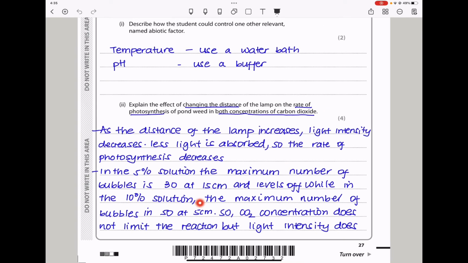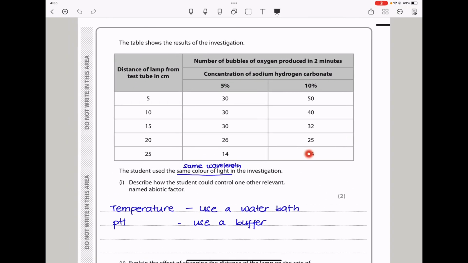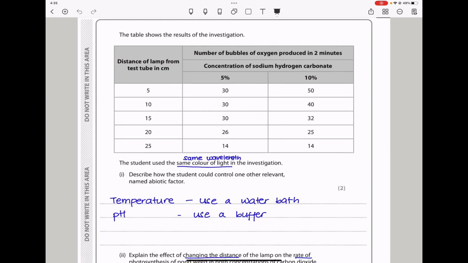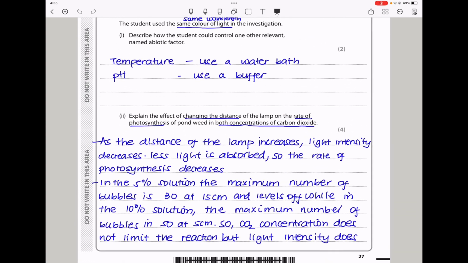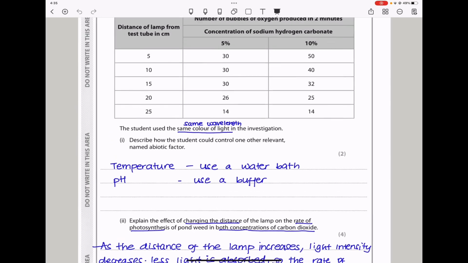While in 10% solution, the maximum number of bubbles is 50 at 5 centimeters, and it doesn't level off. I think you can see it goes until 50. We are not sure if it leveled off or not, meaning if you bring it closer, there is a chance that we're going to see more bubbles or not. So, carbon dioxide concentration does not limit the reaction, but light intensity does.